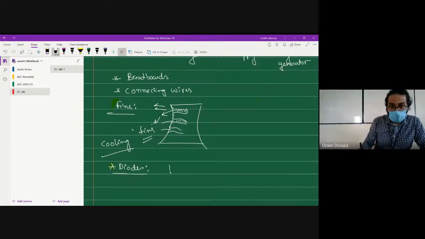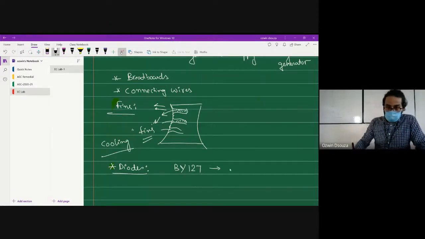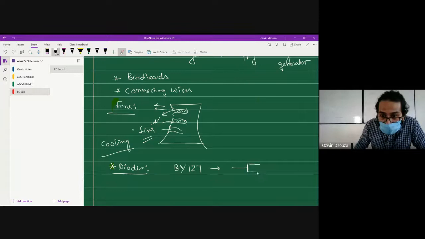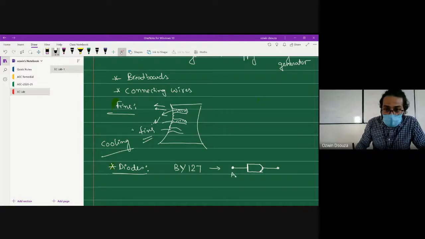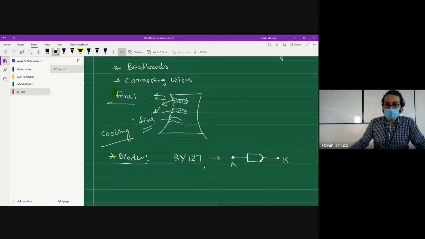So the first diode is BY127. It's not your USN. BY127. Okay. And the physical appearance is something like this. On one side, you have the flat terminal, and on the other side, you will have a curved terminal. These are the two ends of the diode, the metal contacts. The flat terminal is the anode, and the curved terminal is the cathode. Okay, so this is BY127.